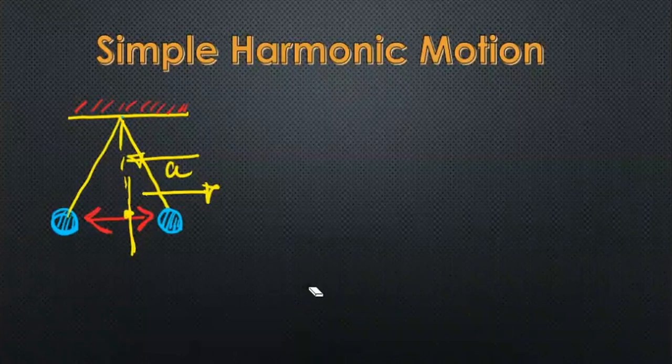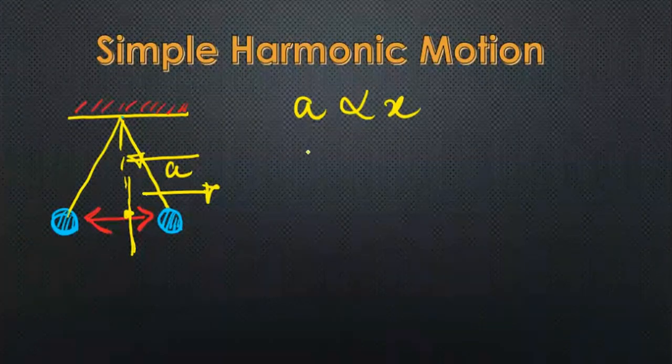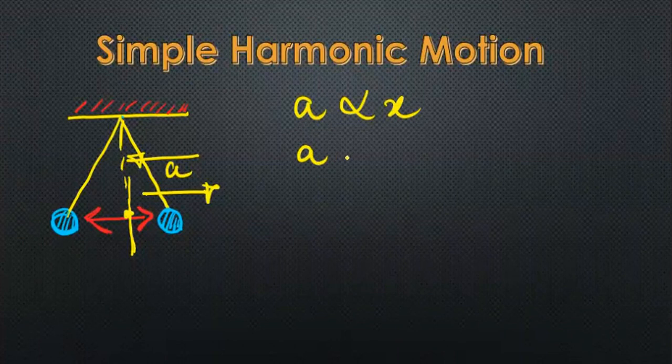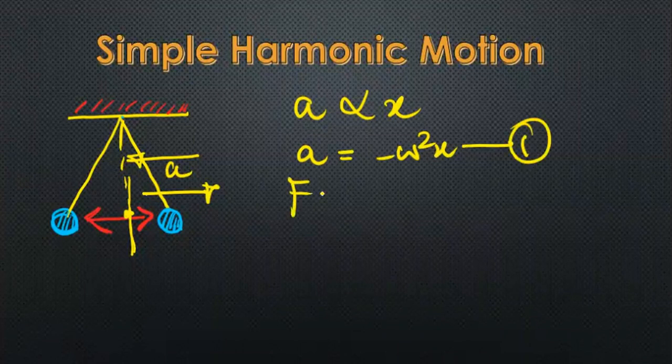Motion, important equations. In simple harmonic motion, acceleration is always towards the center. Acceleration is proportional to the displacement from the center. So we can write the equation, first equation, a equals minus omega squared x. So we can conclude force F equals minus m omega squared x.